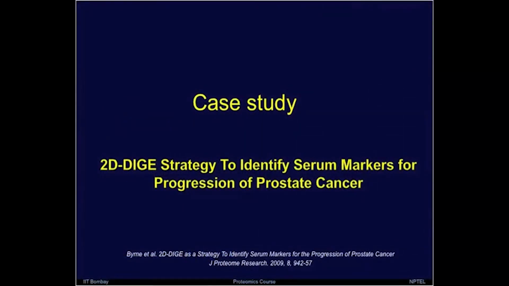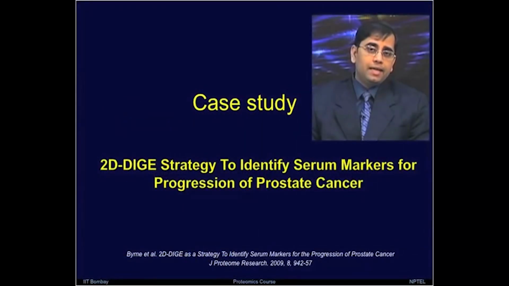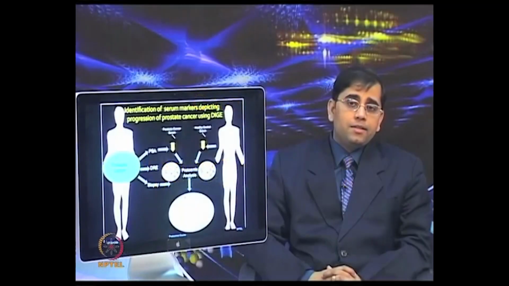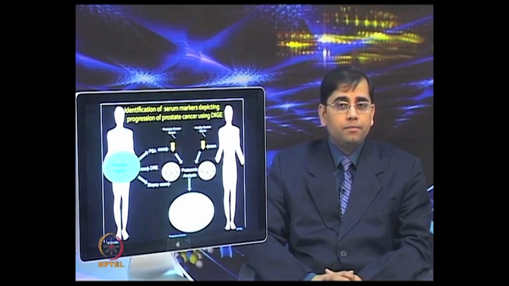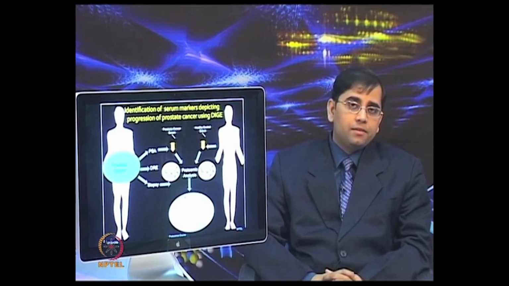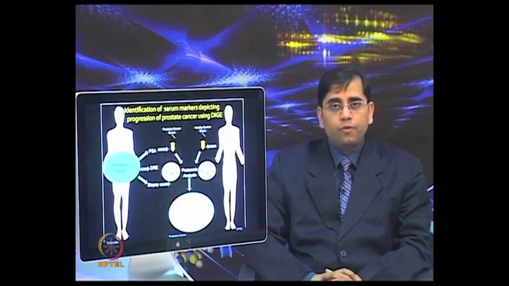So, let us talk now about case study 3 on 2D-DIGE as a strategy to identify serum markers for the progression of prostate cancer. A study by Biotechnology et al. published in 2009. So, in this study, authors aimed for identification of serum markers by depicting the progression of prostate cancer by using the difference gel electrophoresis technique.